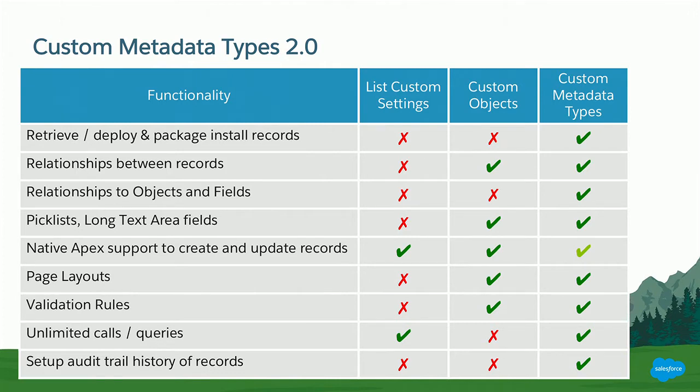Custom metadata types 2.0. We've come a long way in the time that custom metadata has been around. We actually have the inventor of custom metadata in the room, so at the Q&A, you can ask him questions too. His name's Avrom, he's right up here. Custom metadata can do a lot more than list custom settings and custom objects. So they give you a ton more power. Hierarchy custom settings still have their place, but at this point, there's really no excuse for using list custom settings anymore. You can do so much more with custom metadata.